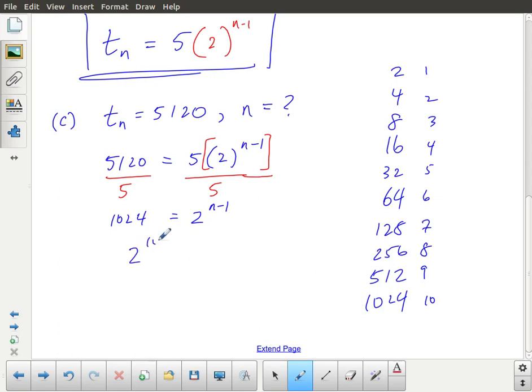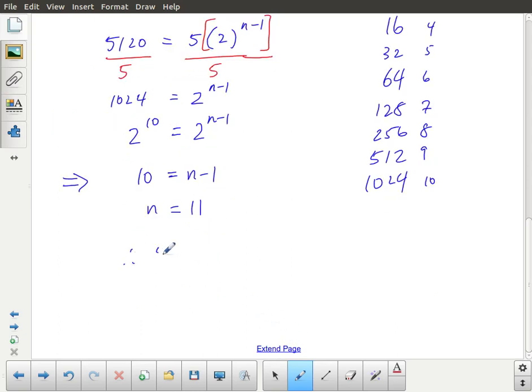So 2 to the 10 is equal to 2 to the n minus 1, which of course implies that the exponents themselves must be equal to each other. And I end up with a value of n equal to 11. So therefore, 5120 is term number 11.